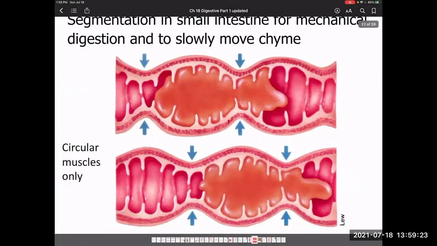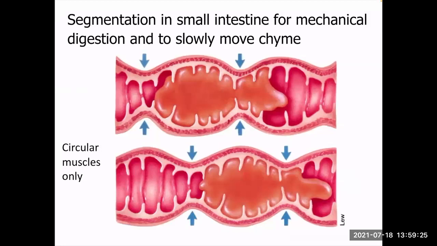Segmentation is going to squeeze through, as you see here. So the circular muscles are responsible for this segmentation. Segmentation in the small intestine is for mechanical digestion, to continue to mix, right? Why is that so important? So that your enzymes continue to have access to the food to break it down. Also, so that as you break it down, it's absorbed, and then you continue to repeat this process.